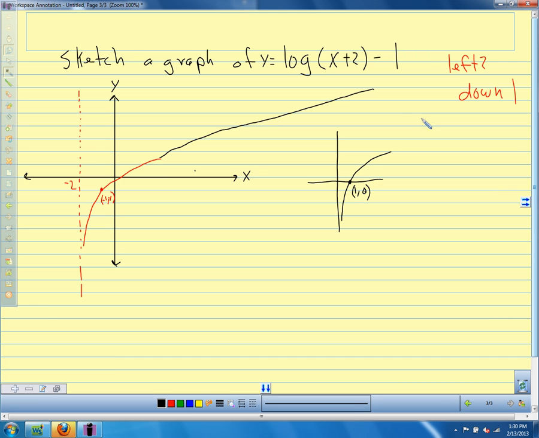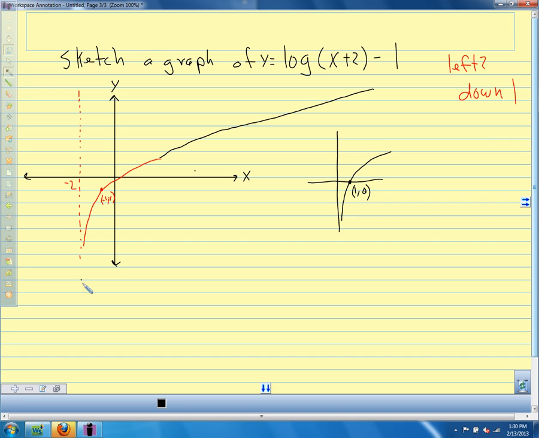What if the problem asks us to find the x-intercept of this shifted function? So where it crosses the x-axis. Anybody have an idea of how we would find the x-intercept? What's that? Switch the x's. That's how we find inverses.